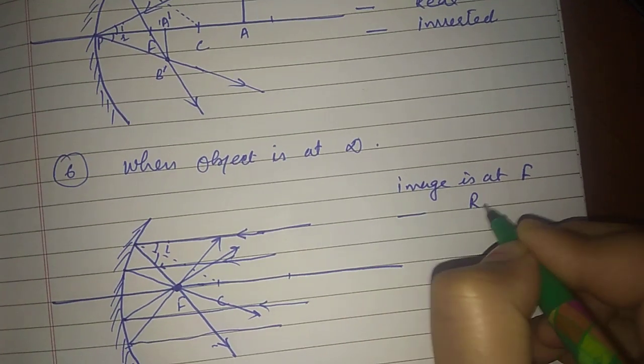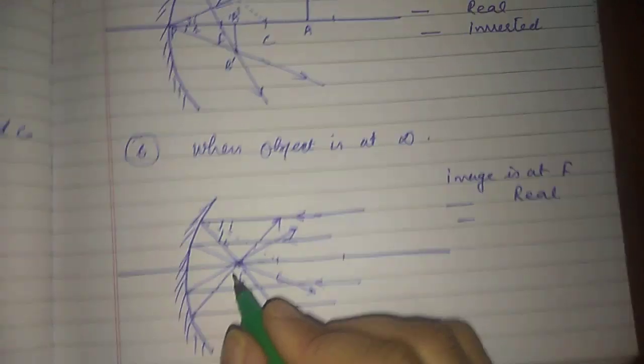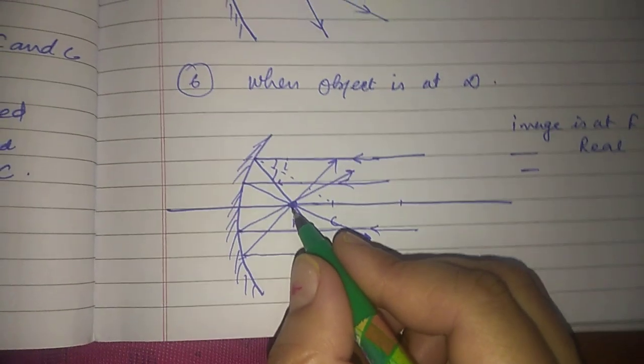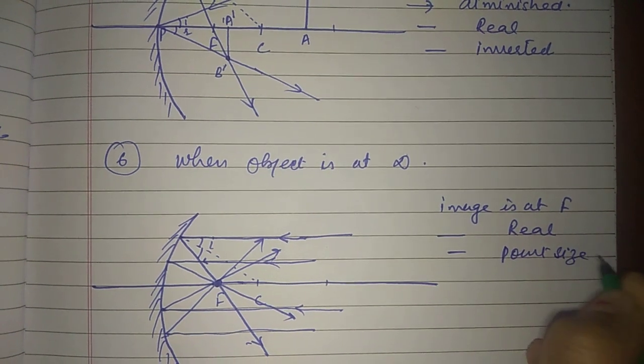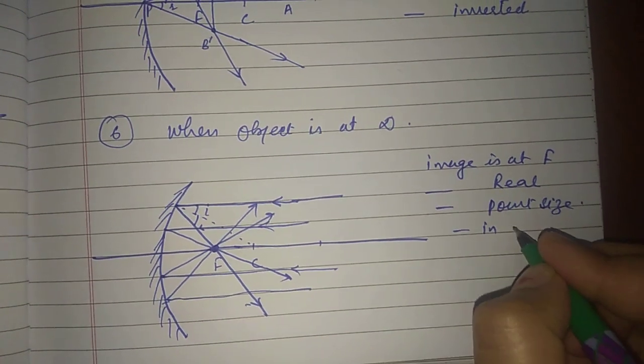Image is at the focus, it is real, and you see it is point size. It is in front of the mirror.